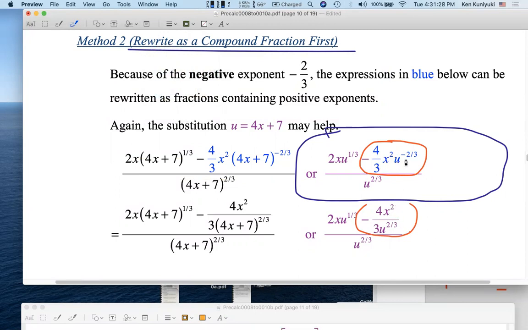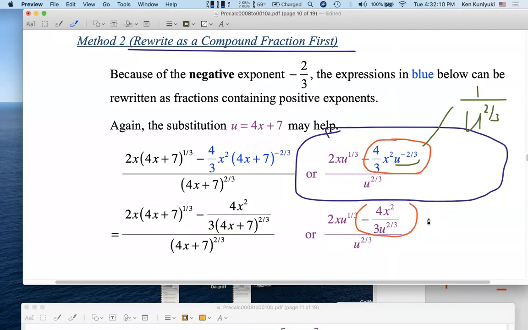Now, u to the -2/3, what is u to the -2/3? How can you rewrite that? As 1 over u to the +2/3. Which means if you multiply by this, u to the -2/3, you're multiplying by the fraction 1 over u to the 2/3. So the end result is that this can roll down into the bottom as u to the +2/3. By the way, the 3 down here, the denominator here, is also a factor of the bottom.